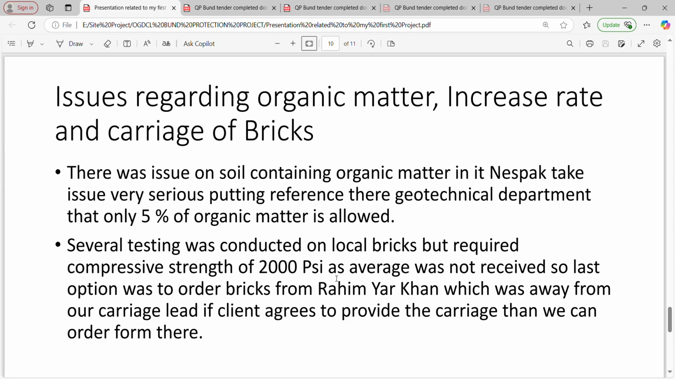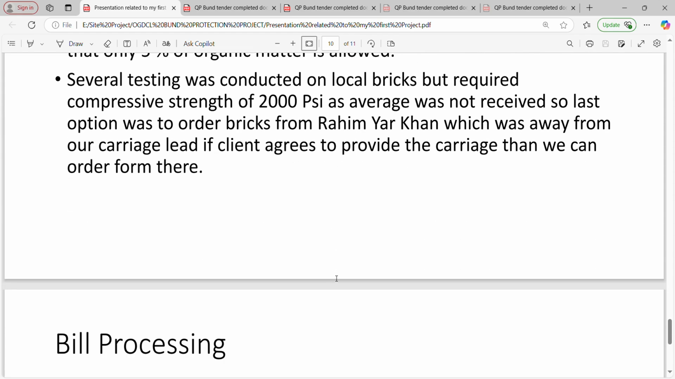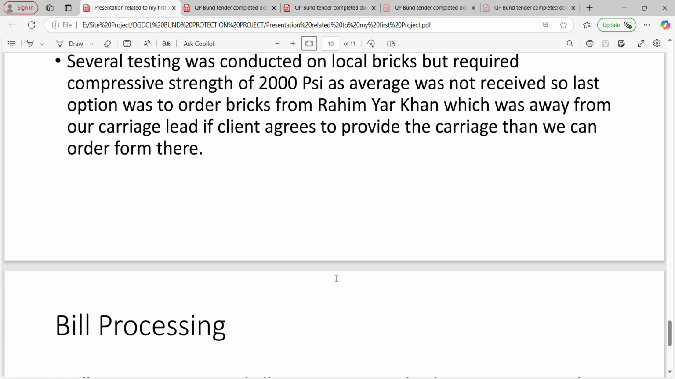Similarly, there is the carriage of the bricks. Basically, the locally available bricks did not achieve the required compressive strength of around 2000 psi on average. So the last option was to order the bricks from Rahimi Khan, which is far from our lead. In the end, the client agreed that we provide the carriage for the bricks.